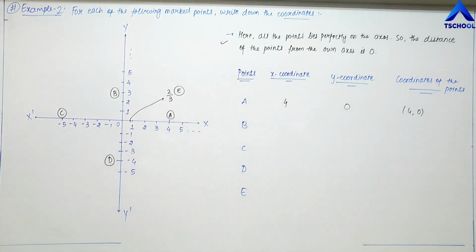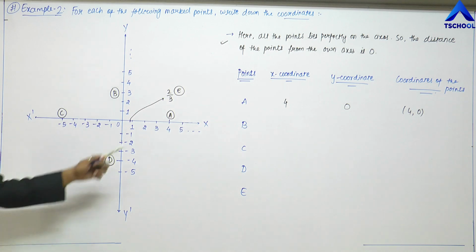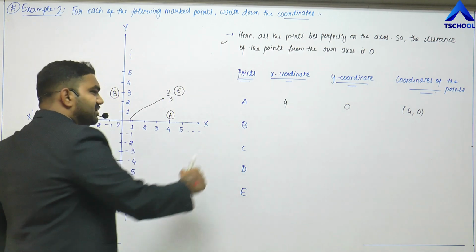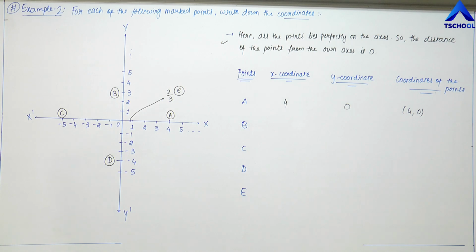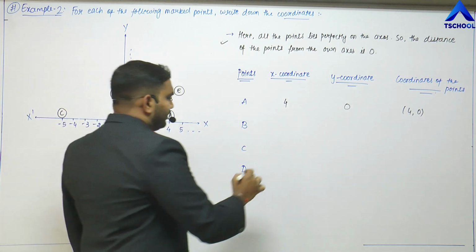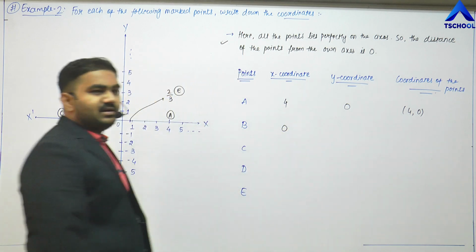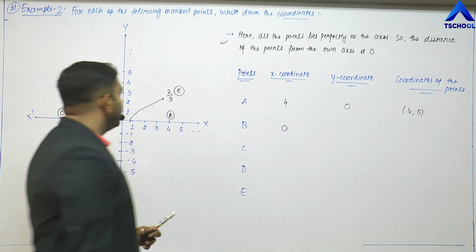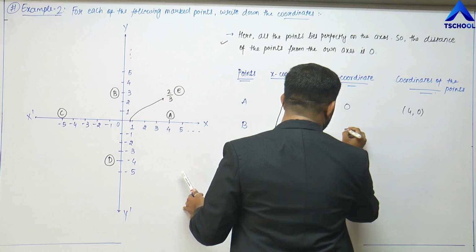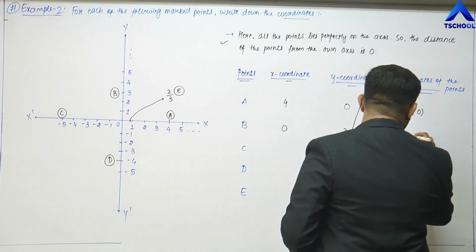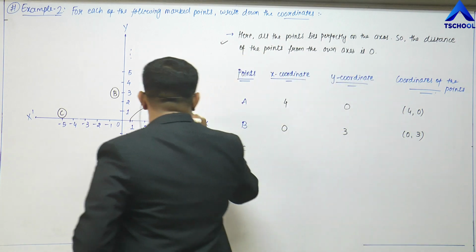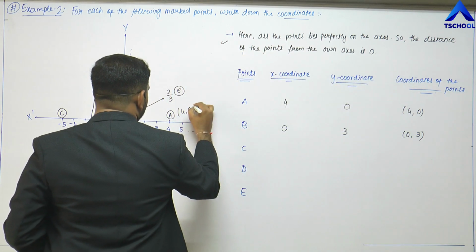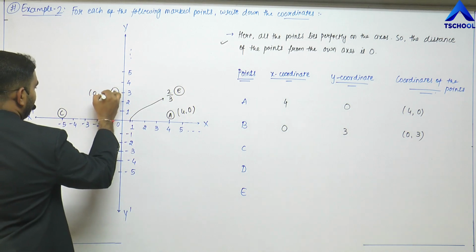Is it clear? Right? So in the same way you are going to write it down for each and every point. Now similarly, where is this point B lying? On the y-axis. So whenever we have a point on any of the axis, the distance from its own axis is 0, and hence the x coordinate here is 0, because the perpendicular distance from the y-axis is 0. And the y coordinate, as it lies at 3, will be 0, 3. Right? So the coordinates of point A are 4, 0. The coordinates of point B are 0, 3.